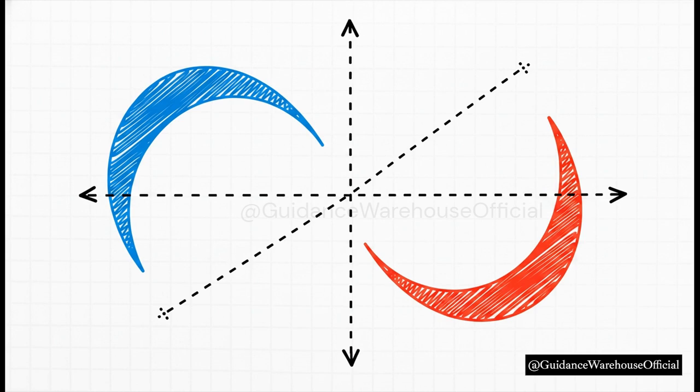The graph of an inverse function is the exact graph of the original function, just reflected perfectly across the diagonal identity line, where y equals x. Imagine folding your graph paper right along that diagonal line. The two graphs would overlap perfectly.